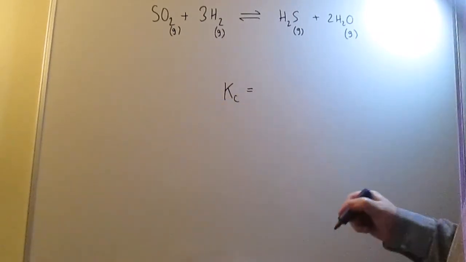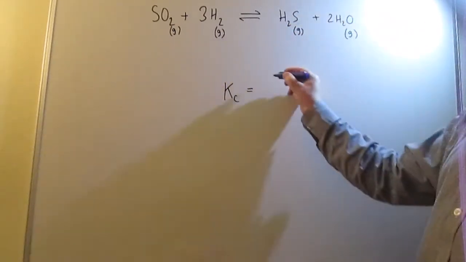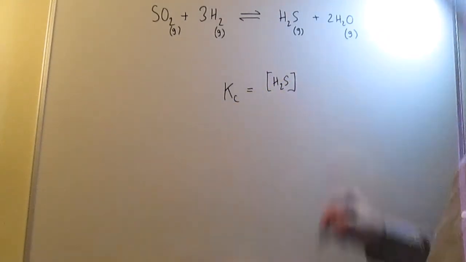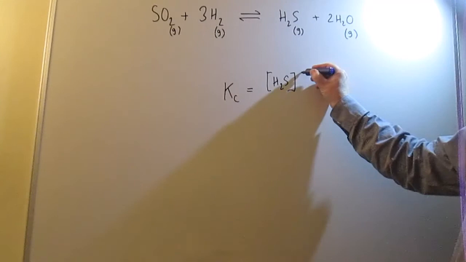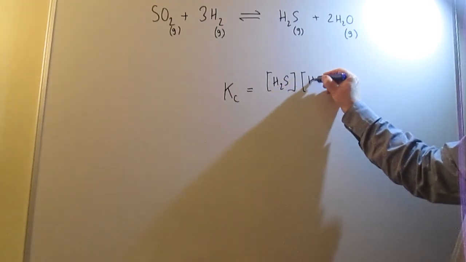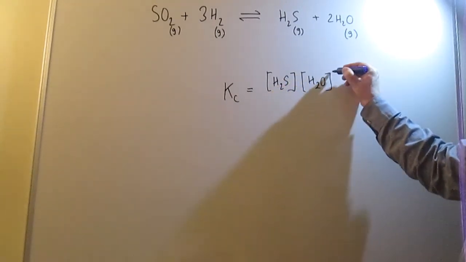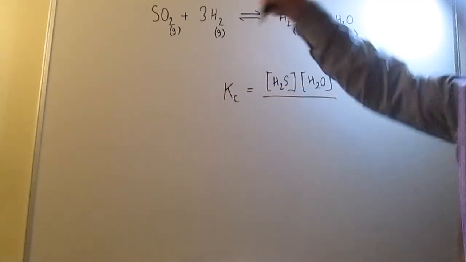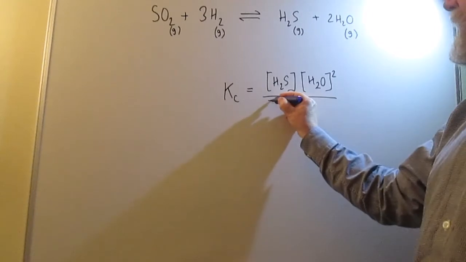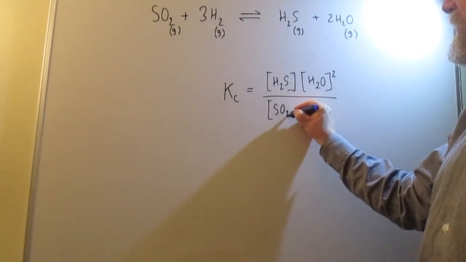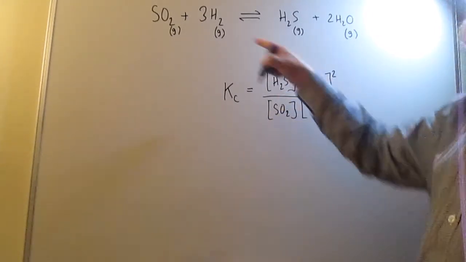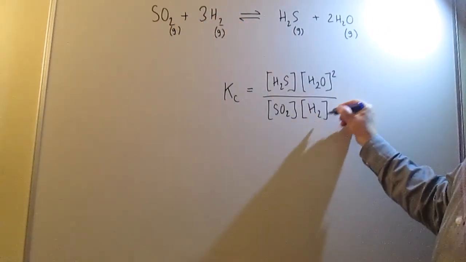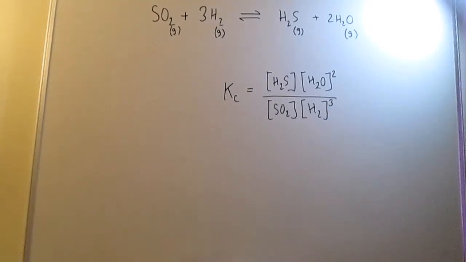And therefore the expression is just given straightforwardly by the usual recipe. Kc is equal to the stuff on the right goes on the top. So the concentration of H2S, must use the square brackets to mean concentration, times the concentration of H2O squared, because there are two of them. So that's your top line. And then the stuff on the left goes on the bottom line. So divided by the concentration of SO2 times concentration of hydrogen cubed, because there are three of them. So that is your Kc expression.